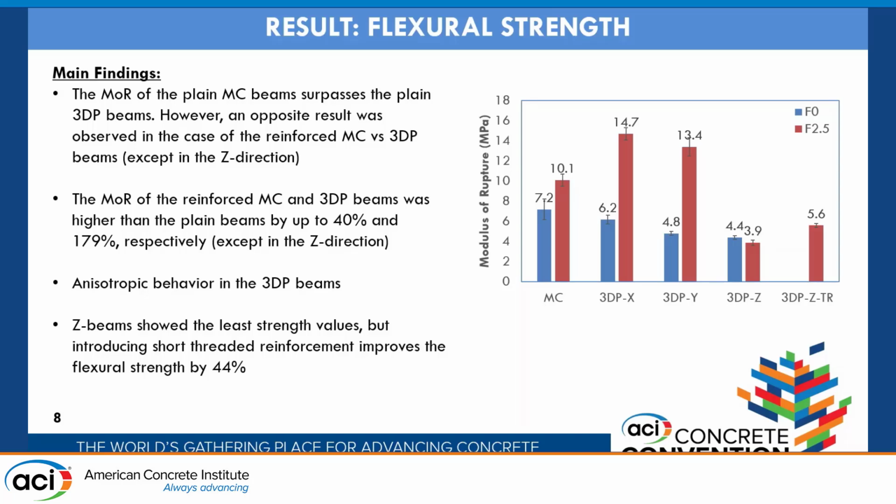So in both cases, we saw that by adding high volumes of steel fibers, up to 2.5%, we were able to significantly improve the strength for both the mold cast and also the 3D printed specimens. And the improvement in the 3D printed specimen was more pronounced than in the mold cast. And again, of course, this is due to the preferential alignment of the fibers.